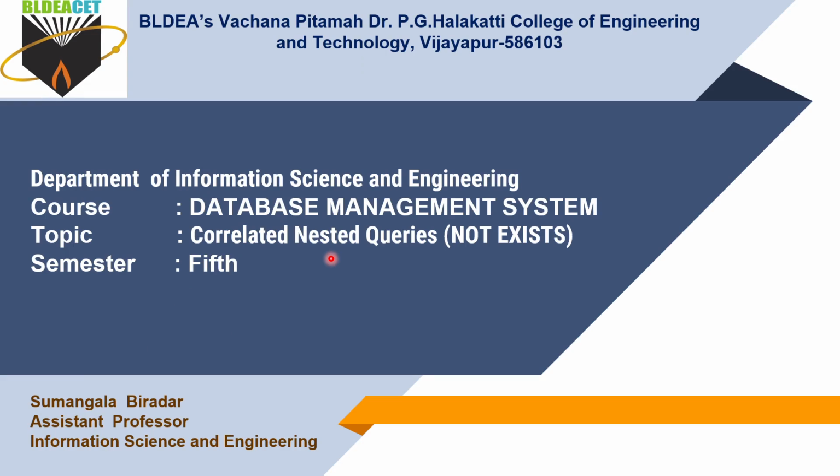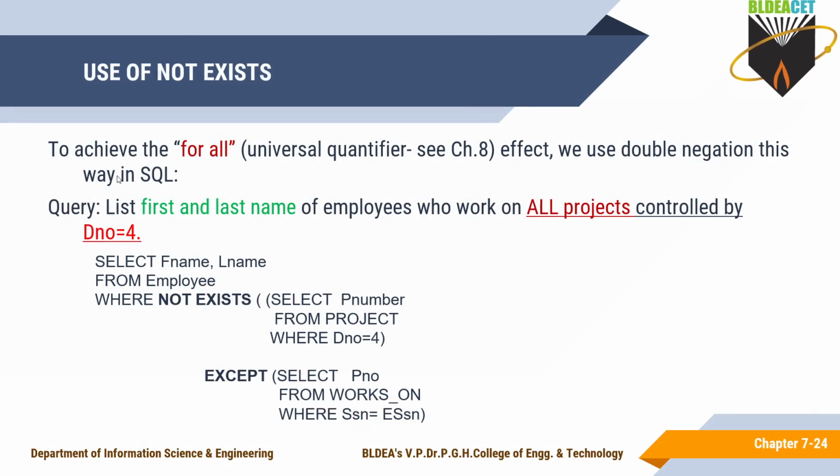So in the previous video we discussed correlated nested queries and the functions that come under correlated nested queries, that is the exists, not exists and unique functions. Let's see the uses of this not exists function. To achieve the for all, that is the universal qualifier effect, we use double negations. This is the way in SQL.